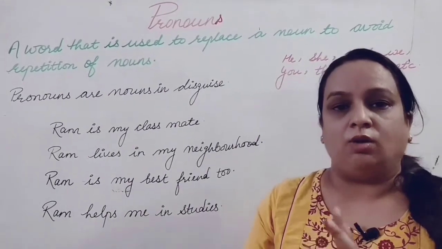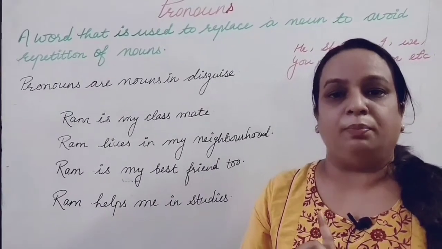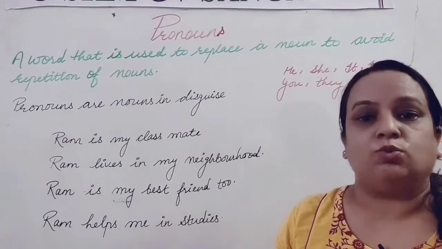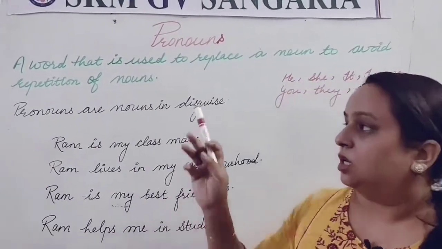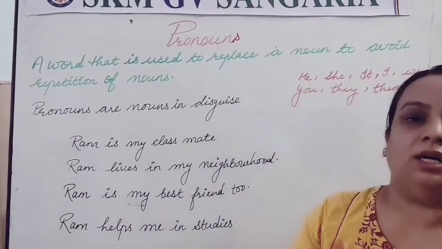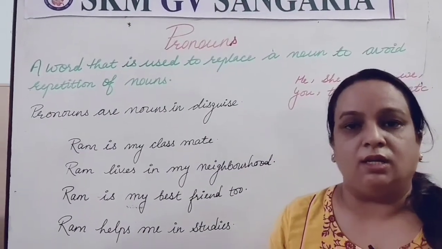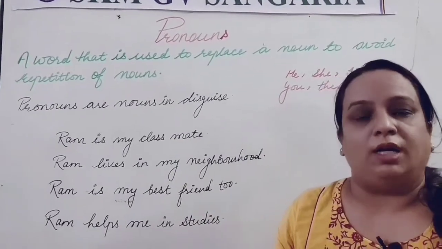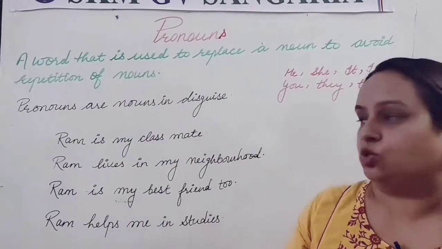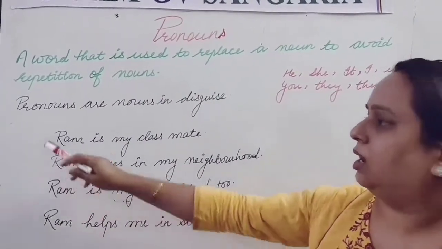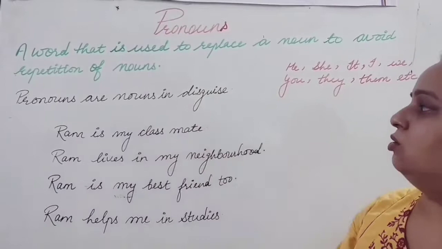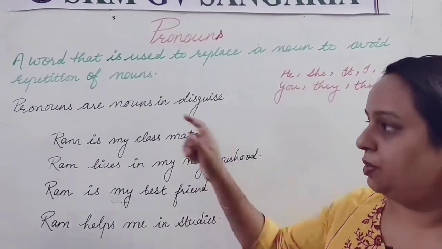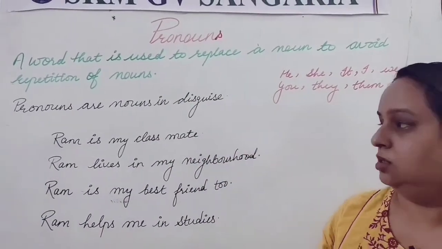What are nouns? Nouns are the names of persons, things, places, etc. So a pronoun is a word which is used to replace the noun, so that there is no repetition in the paragraph or in the sentences which you are writing. Here I have written, pronouns are nouns in disguise, meaning the appearance is different, right? So pronouns are nouns in disguise.